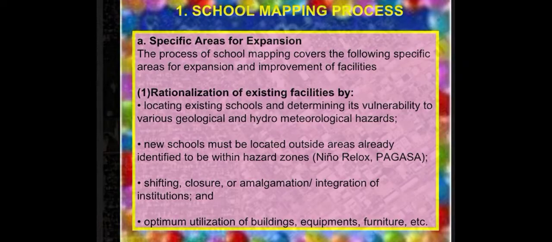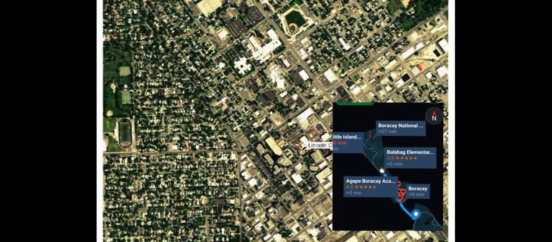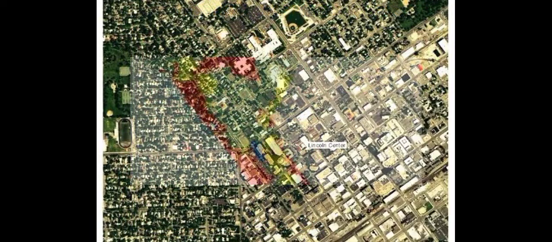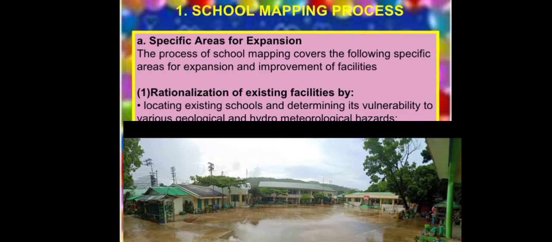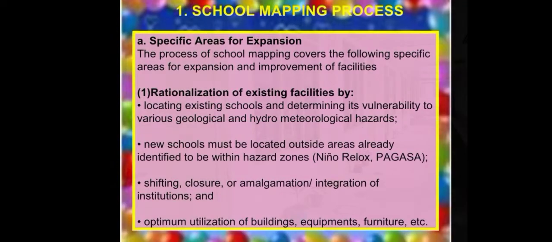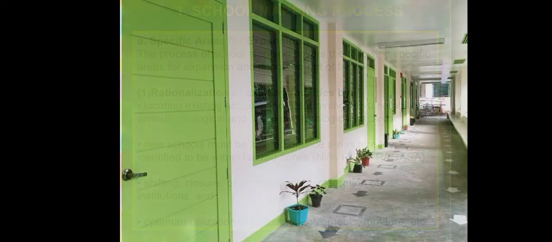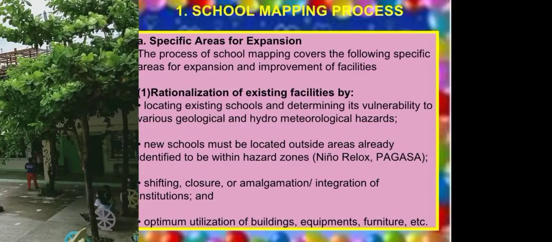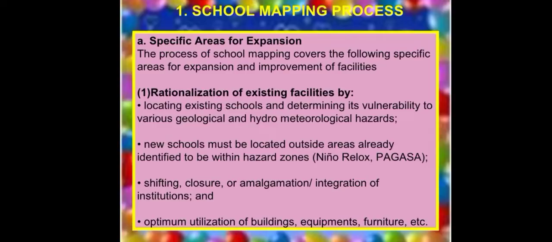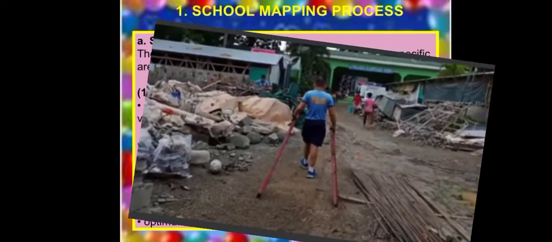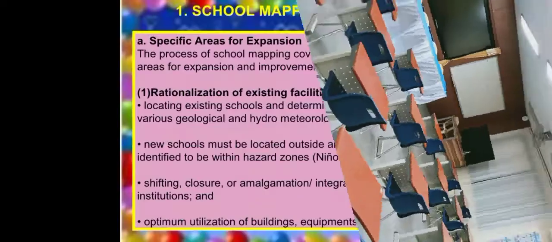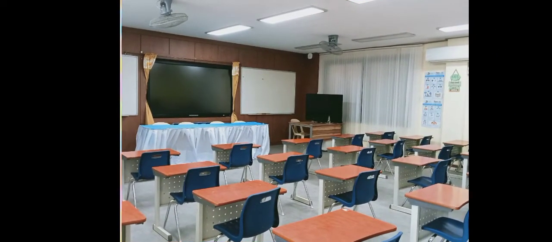First, rationalization of existing facilities by locating existing schools and determining their vulnerability to various geological and hydrometeorological hazards. New schools must be located outside areas already identified to be within hazard zones. Shifting, closure, amalgamation, or integration of institutions, and optimum utilization of buildings, equipment, and furniture.